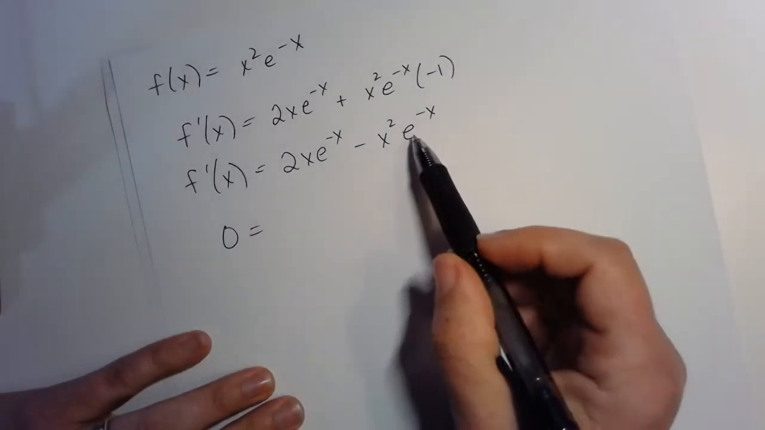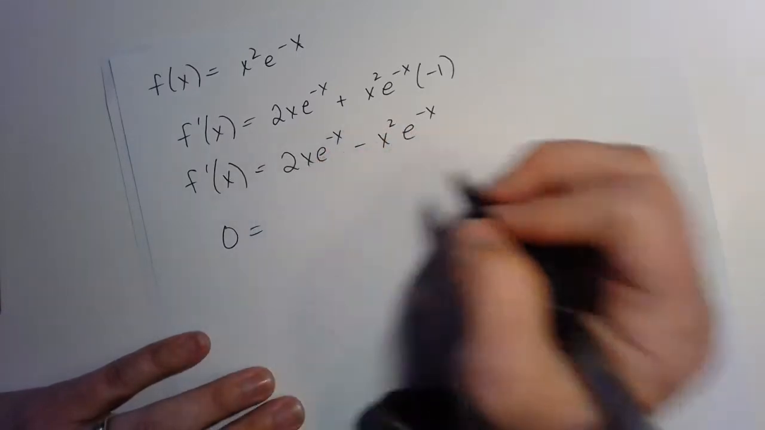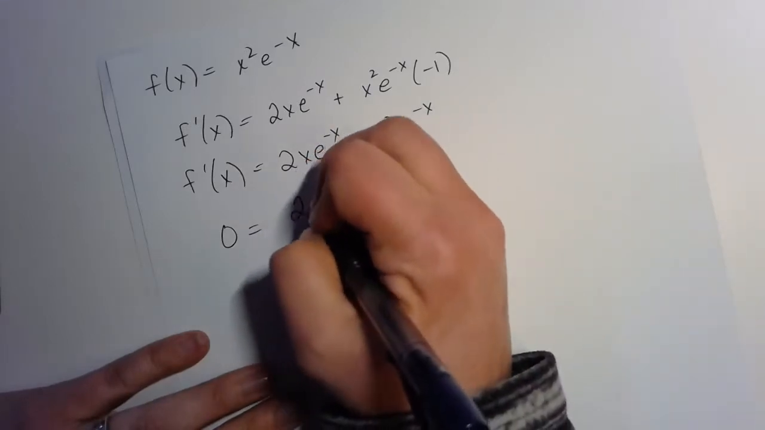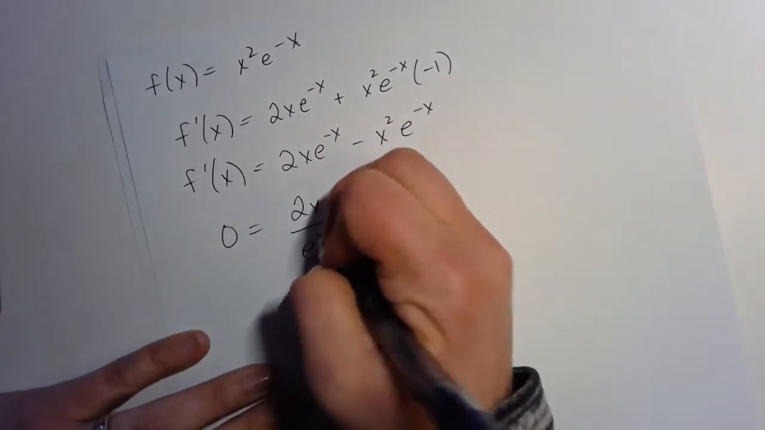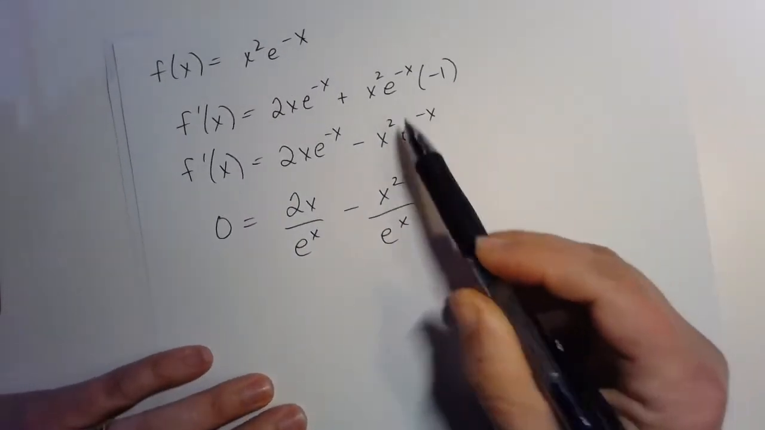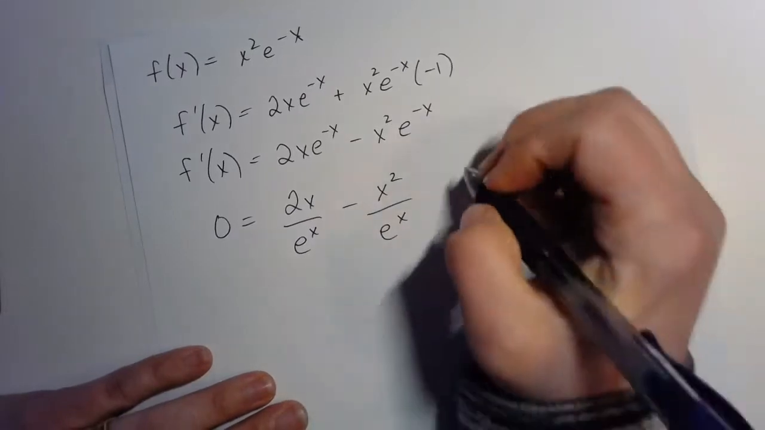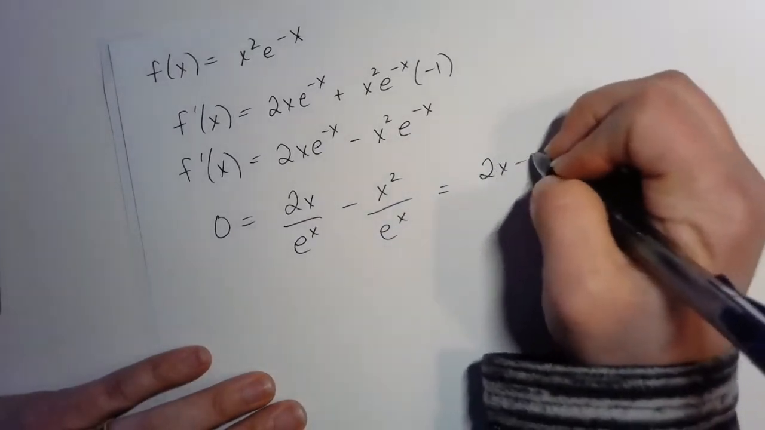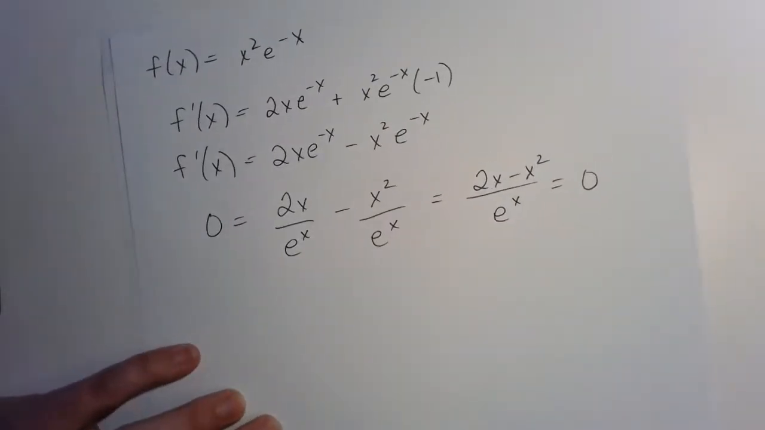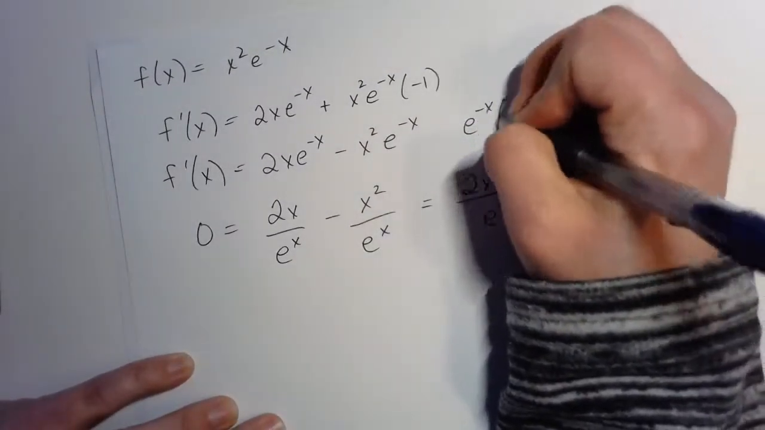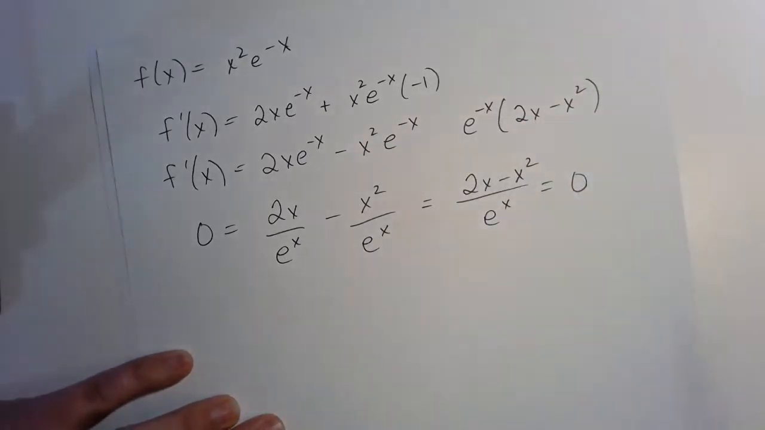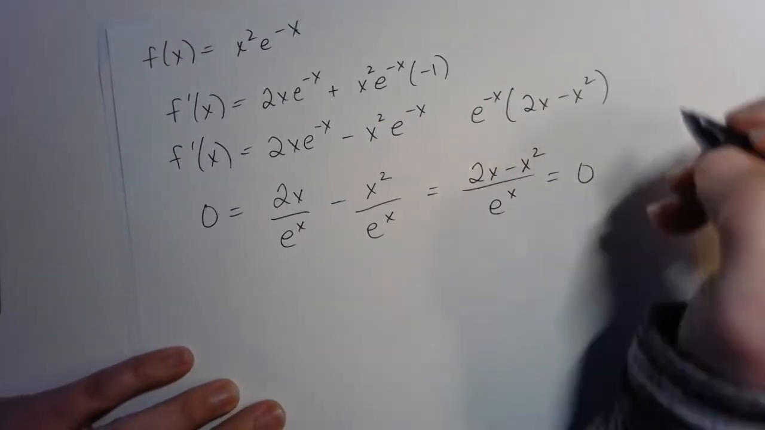I can factor out e to the minus x and an x, or I could think of it like this, because e to the minus x, I could really rewrite this as 2x over e to the x minus x squared over e to the positive x, right? Because the negative exponent just means it's down here. And now I have a fraction with a common denominator, which I really like. So I can write it like that, equals 0. I could have also up here said e to the minus x times 2x minus x squared. I could have also factored out the x in the same step. Whichever one makes you happy is perfectly fine with me.